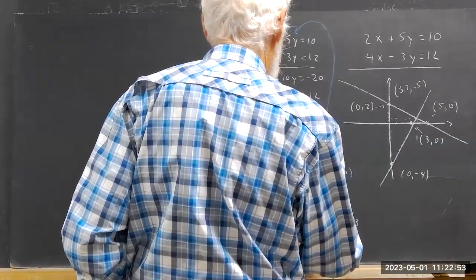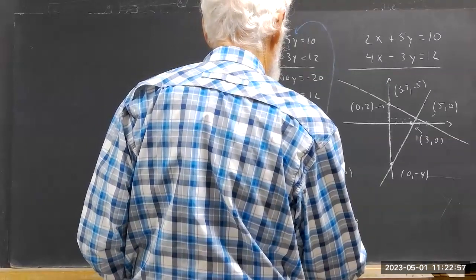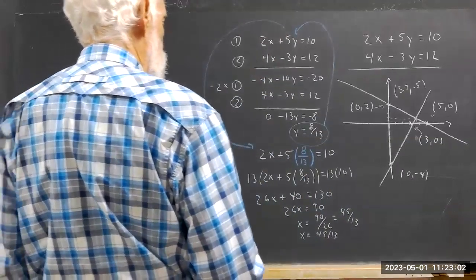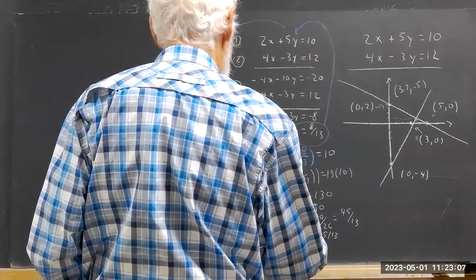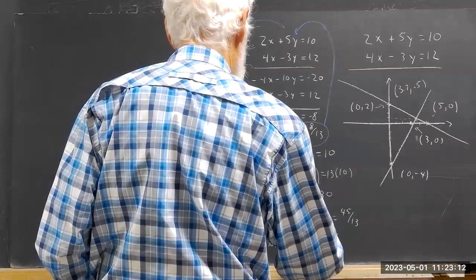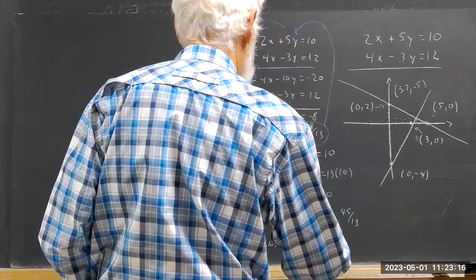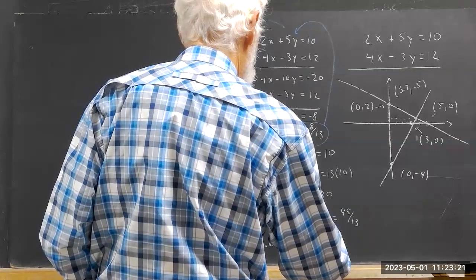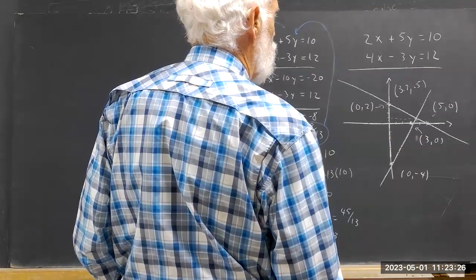Okay, so let's write it out explicitly. The x is 45 over 13. Our solution. The system can be written as 45 over 13, 8 over 13.